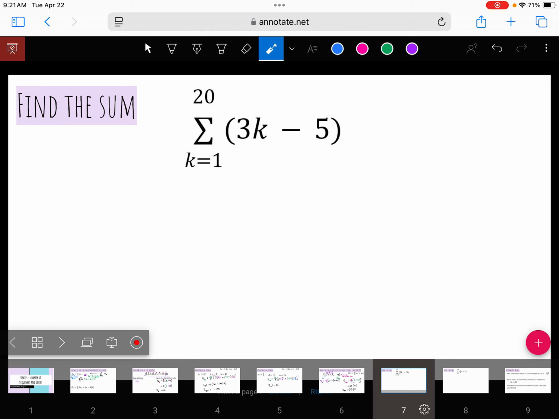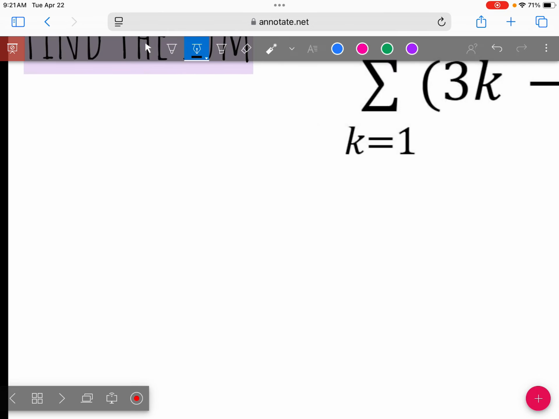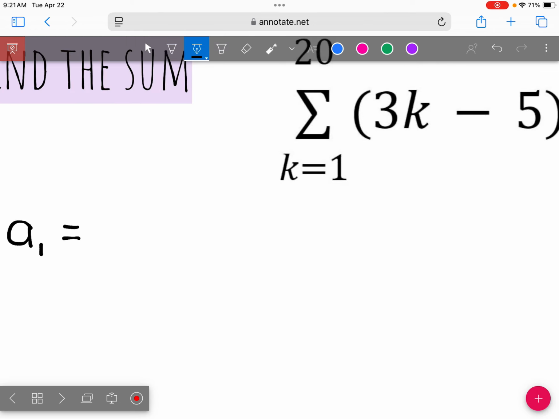This is an arithmetic sequence, and I'm going to show you how we can prove that for sure. So look at our terms. If I find my first term, my a sub 1, what are we going to get? How do we find our first term? That's when we substitute the 1 in for k. So 3 times 1 minus 5, we get negative 2.